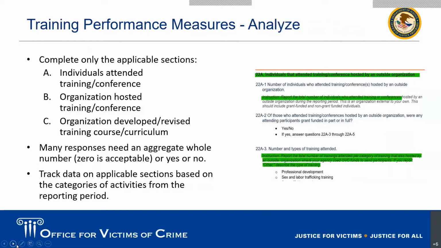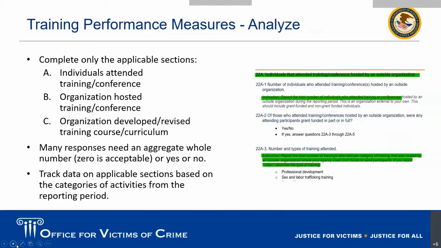Here on the screen, on the right-hand side, I have some items highlighted from the questionnaire to show you what I've just been talking about, the way the measures will go into asking about individuals that attended a training conference and the different types of questions that will go along with that. And I do want to highlight here that many responses, and you do need to read the instructions carefully, may just want a yes or a no, but some actually do want a whole number. And again, 0 is acceptable if that's the correct answer for your particular award or agency.